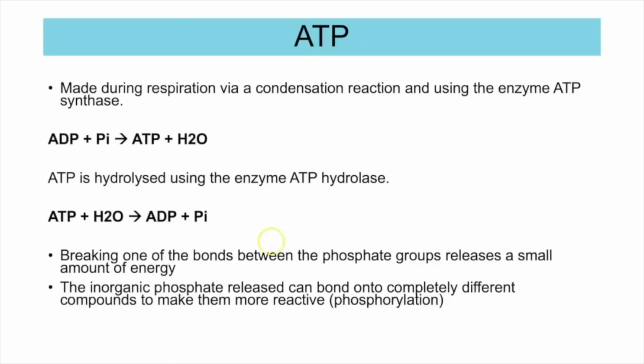Now, as well as releasing a small amount of energy, the inorganic phosphate group that's been released can then be bonded onto a different compound, and in doing that it makes the compound it's bonded to more reactive, and we call that phosphorylation. And this is actually an example of phosphorylation. ADP is phosphorylated to form ATP, and that makes ATP more reactive.